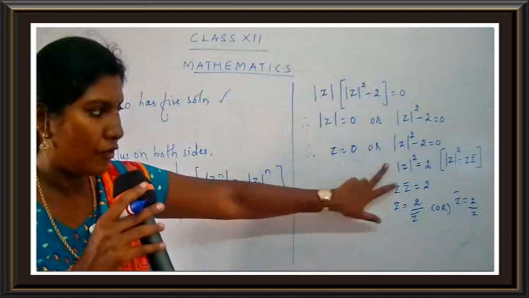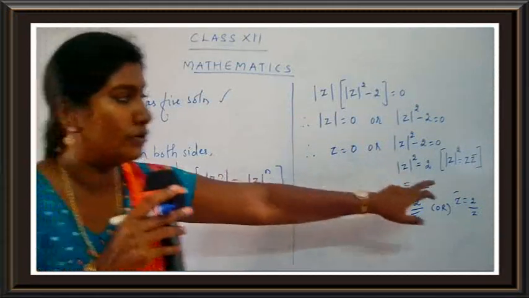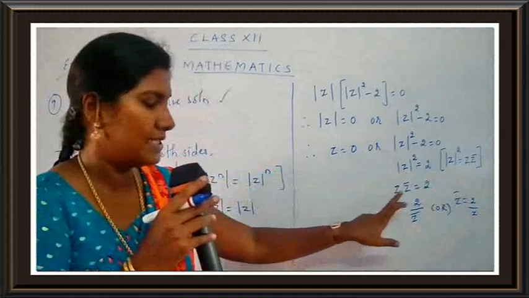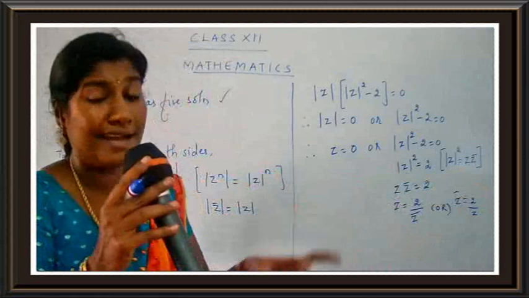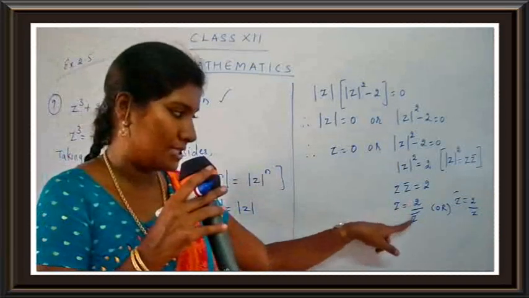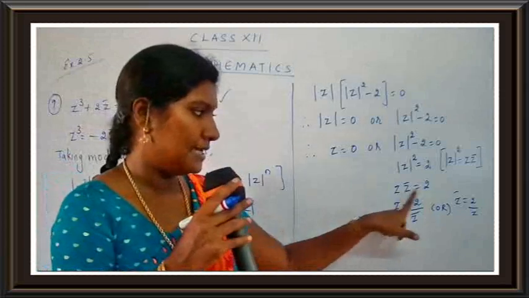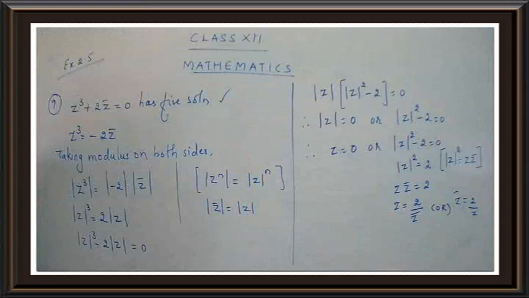How do we get z bar? We get it from the property, modulus z square is equal to z z bar. So z bar is equal to 2 upon z. So you can write the answer, or you get the answer in terms of z or z bar. z is equal to 2 upon z bar, or z bar is equal to 2 upon z. But this is not the answer, we have to arrive at the solution. So we have just found one solution.